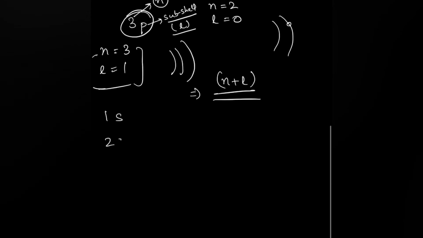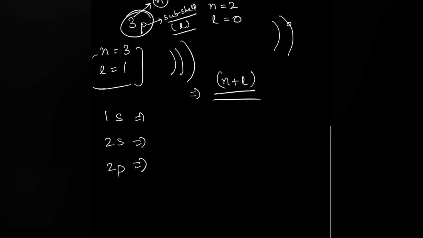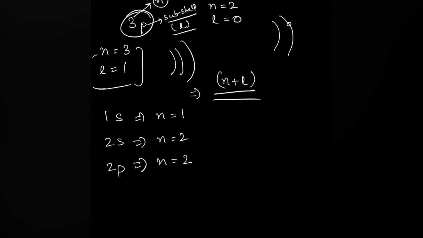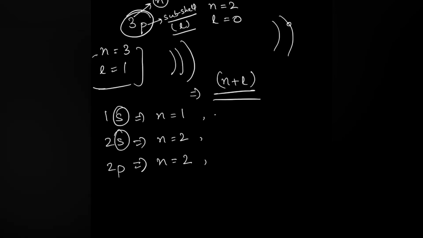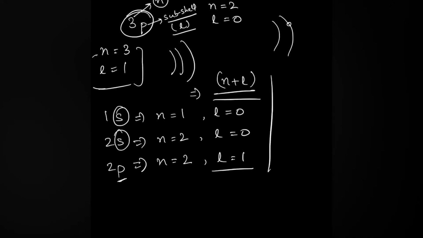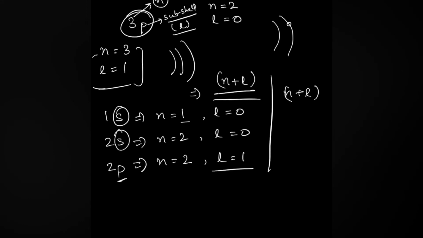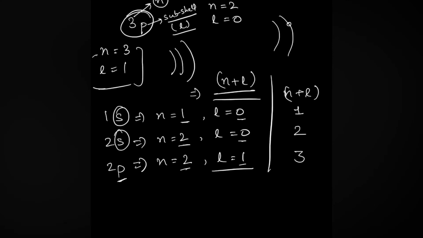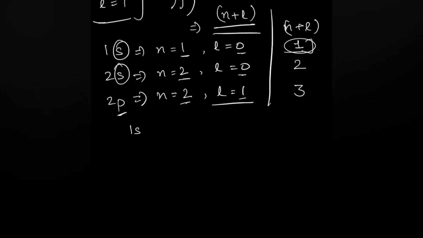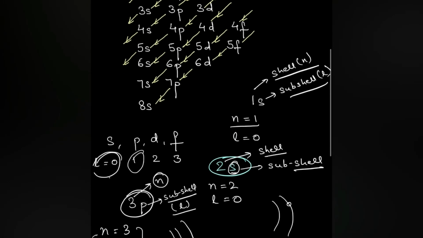So if we have 1s, 2s and 2p, if we add the value of n and l, we know n here is 1, here the value of n is 2, n is again 2, and for s the value of l is 0, and for p the value of l is 1. So if we take the sum n plus l over here, we see that 1 plus 0 will be 1, 2 plus 0 will be 2, and 2 plus 1 will be 3. So we observe that 1 is the least energy. So 1s will be given the first position. Now 2s will be given the second position, and 2p will be given third position. Now this is how he arranged the subshells.